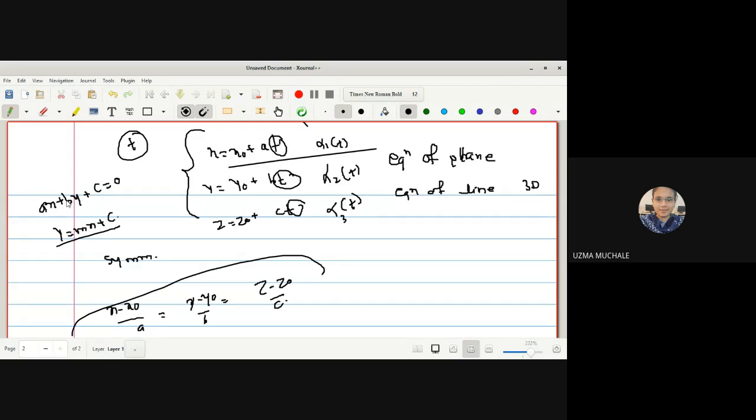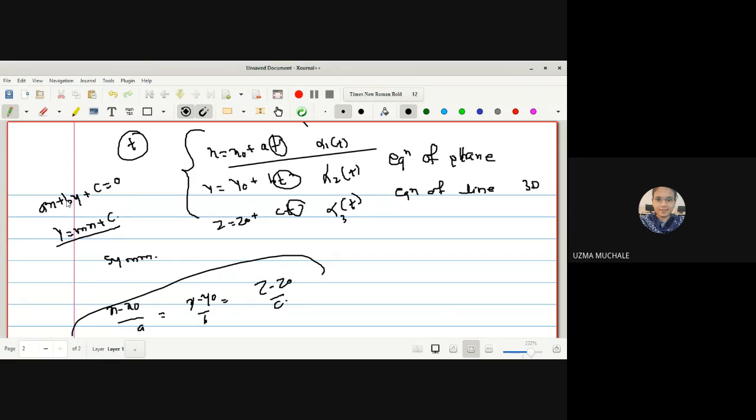This mistake every student does. Ax plus by plus c equal to 0. If it is in 3D, you add the z coordinate, right? But this is the equation of a plane. Ax plus by plus cz plus d equal to 0. This is the equation of a plane. Does everyone remember the equation of a plane?